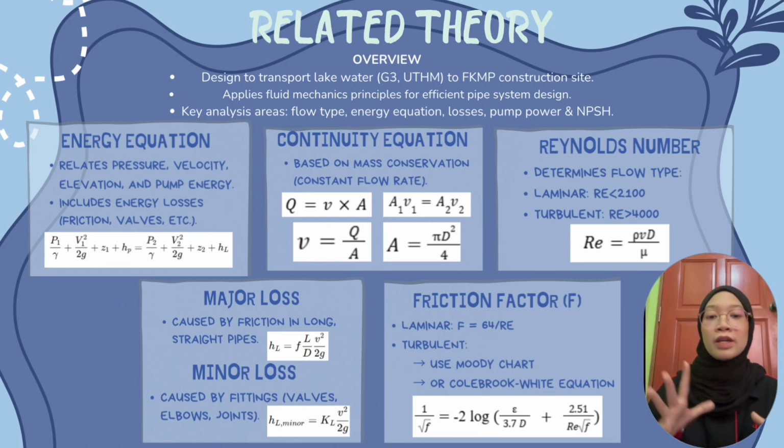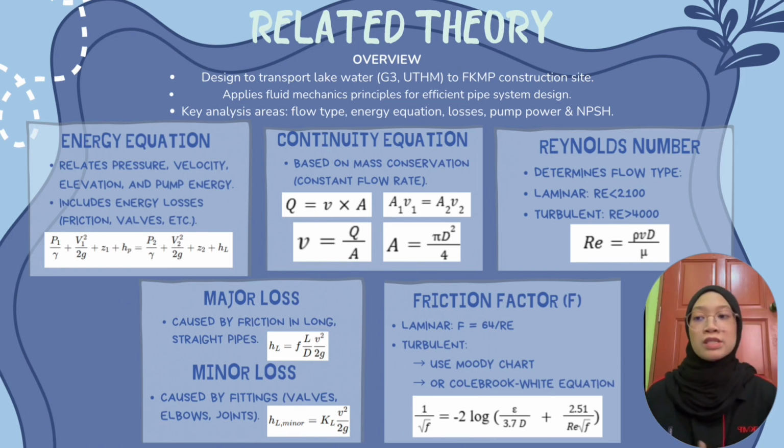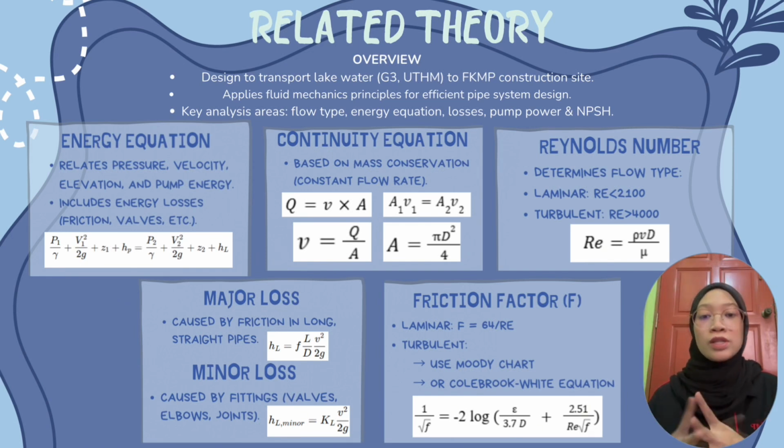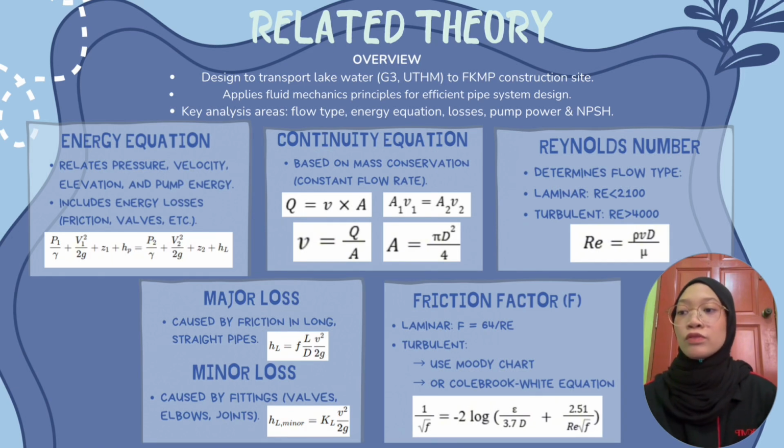First and foremost, the related theory equation that we have used is the energy equation. It relates pressure, velocity, elevation and also pump energy, and includes energy losses, because we want to ensure the pump system is reliable and sufficient. The equation used is P1 over rho g plus V1 squared over 2g plus Z1 plus head pump is equal to P2 over rho g plus V2 squared over 2g plus Z2 plus head loss.